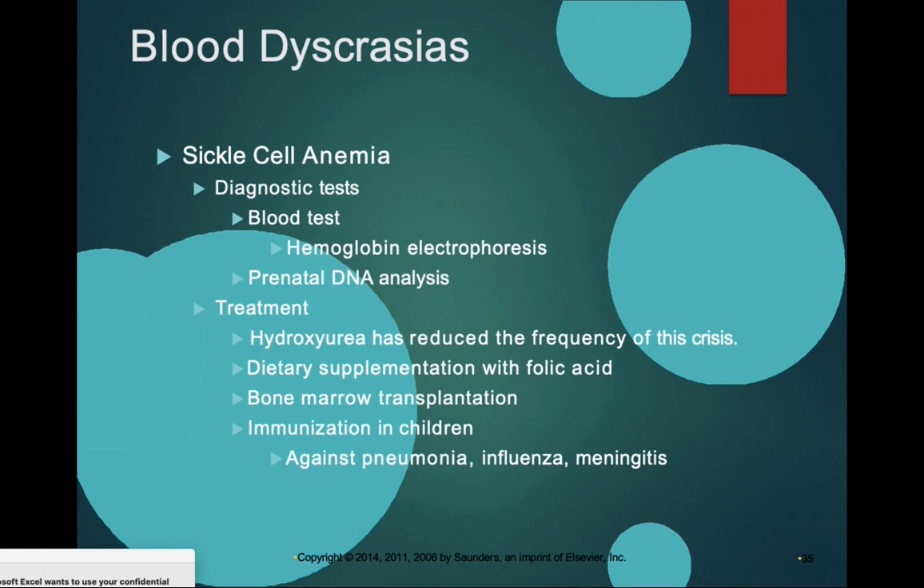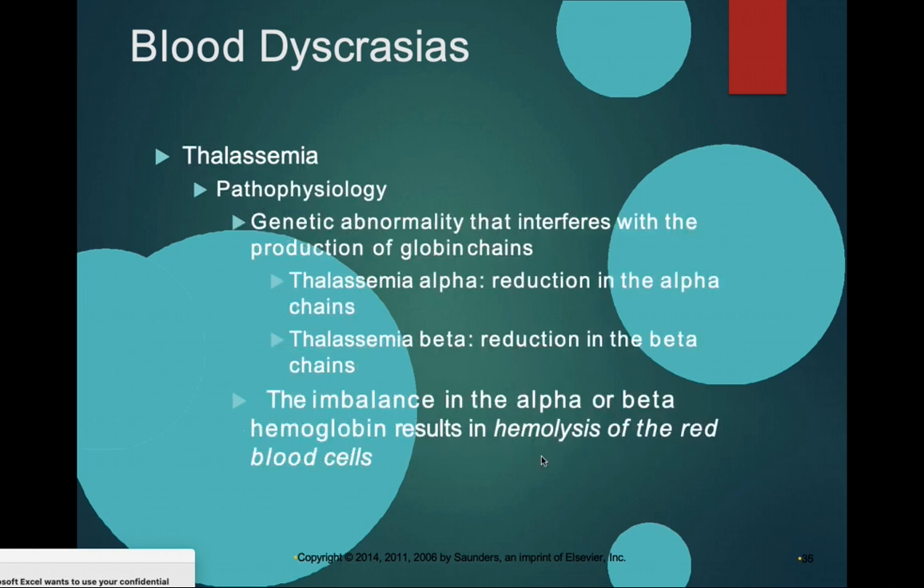The blood test, DNA analysis is the biggie. And they do hemoglobin electrophoresis as well. For treatment, hydroxyurea has reduced the frequency of this crisis. The dietary supplement with folic acid or 5-methyl tetrahydrofolate. There's bone marrow transplantation and immunization in children against pneumonia, influenza, and meningitis.